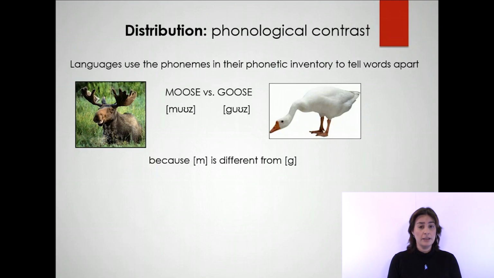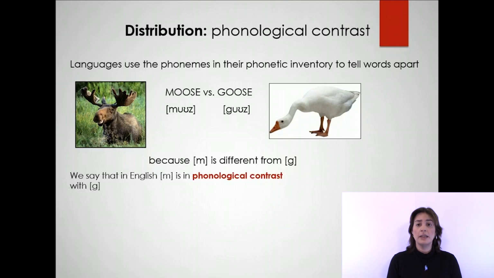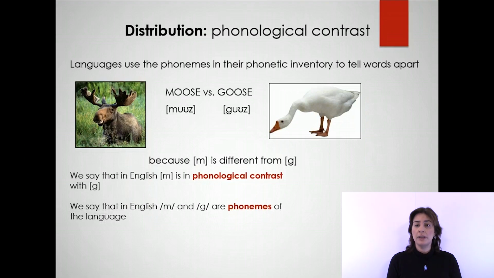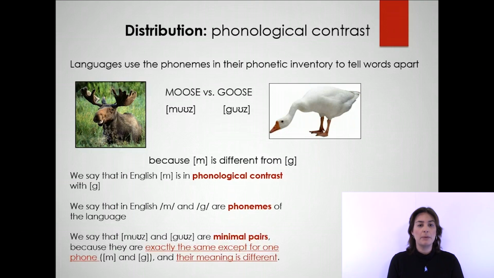Another way of saying this is that in English, m is in phonological contrast with g, or that in English, m and g are phonemes of the language. And notice that when we write phonemes or meaningful sound units, we use yet a different kind of bracket. We write phonemes between slashes. As for the words that we use as evidence, we say that moose and goose are minimal pairs, because they are exactly the same except for one phone, m and g, and their meaning is different.